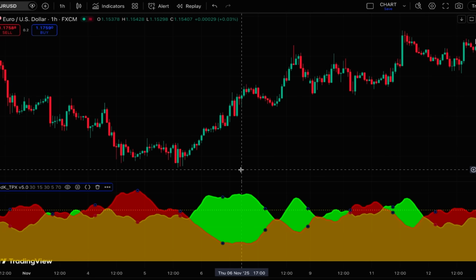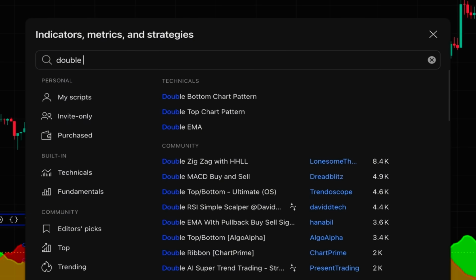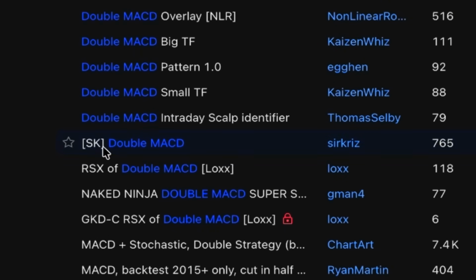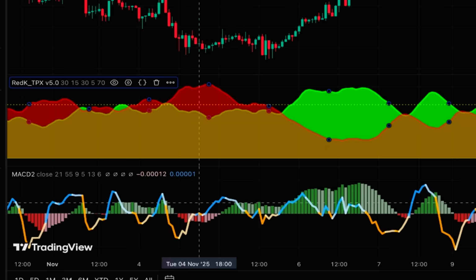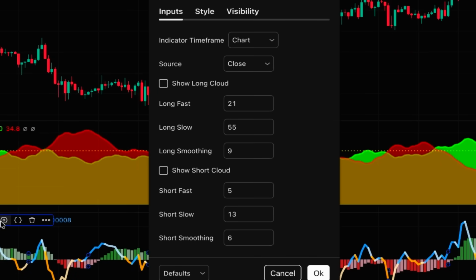And now we need to add another indicator which we're going to use in our trading strategy. So here again, we click on indicators and we search double MACD. We add this one, SK double MACD, which is written by Circ-Res. Alright, we need to change its settings. So here we go to the settings of the indicator to adjust the settings for our trading strategy. This indicator gives us two MACDs, one with longer length and the other with shorter length. We use the MACD with longer length for identifying longer term trend of the market, and we use the MACD with shorter length for identifying shorter term trends or momentum changes in the market.